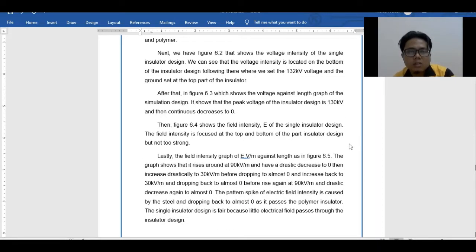And next is figure 6.4, which shows the field intensity for the single insulator design. As a result, the field intensity is focused at the top and the bottom part of the design, but not too strong.